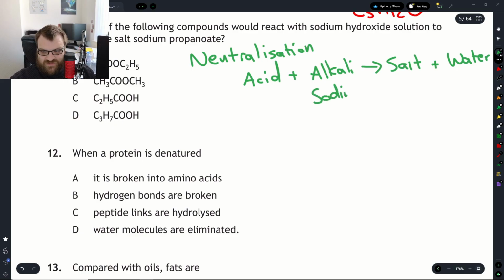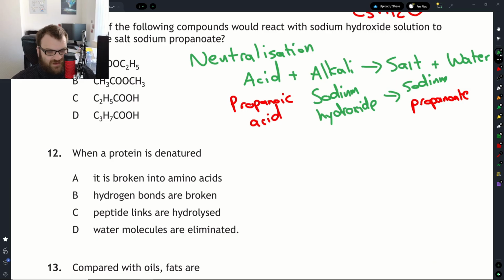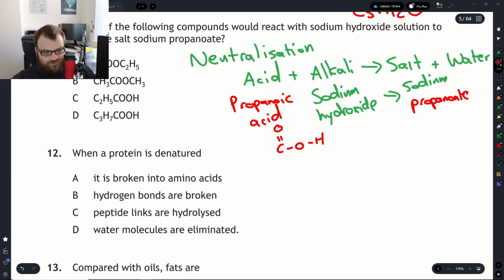Since we're using sodium hydroxide, the beginning of our salt is going to be sodium, and the second half of the name has to come from the acid, and we are told that it is propanoate. This means that our acid would have to be propanoic acid. That's how we end up at sodium propanoate. This means that we're going to have 3 carbons within it. We're also going to have a C double bond O OH. We have to have our carboxyl group.